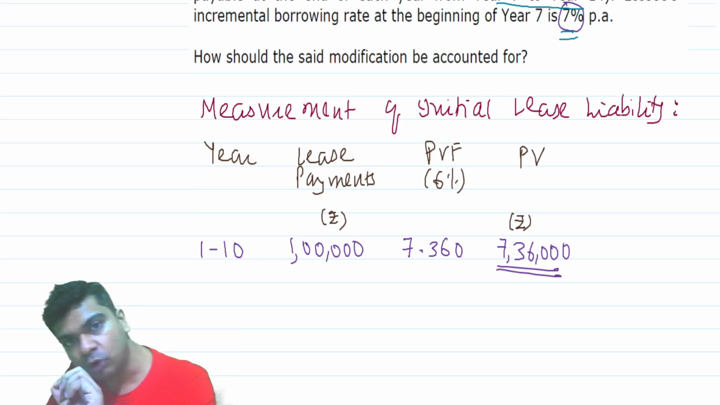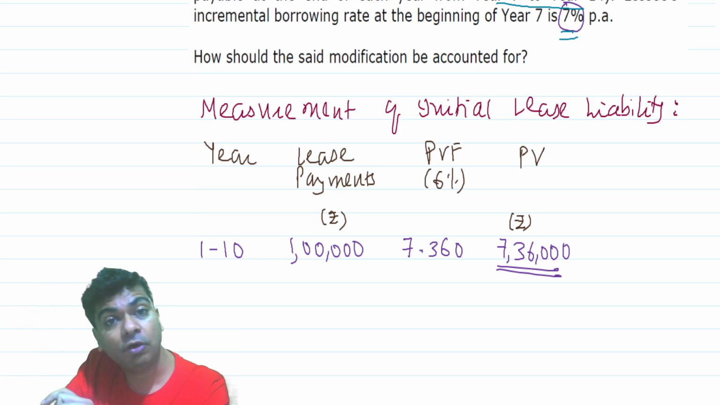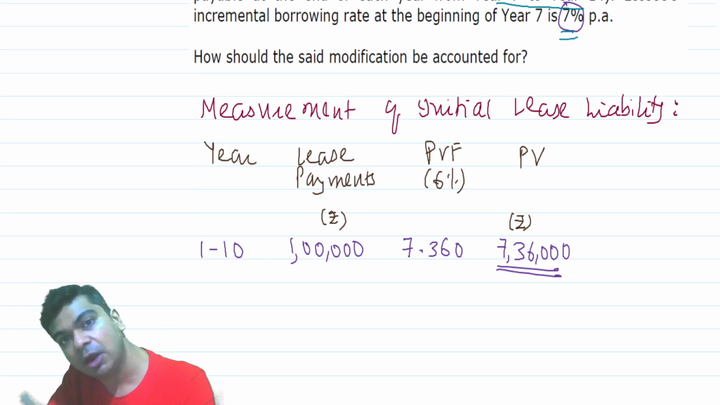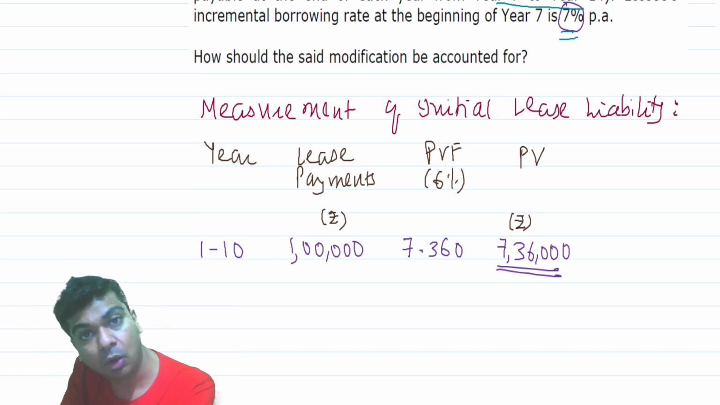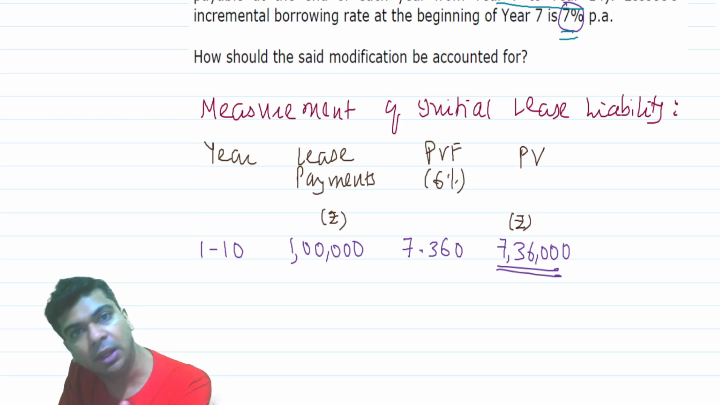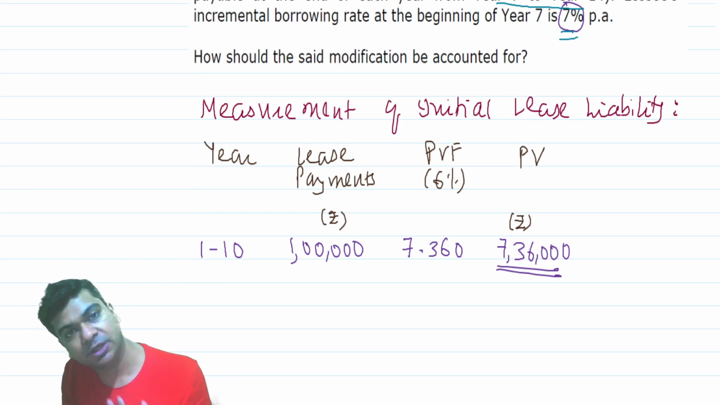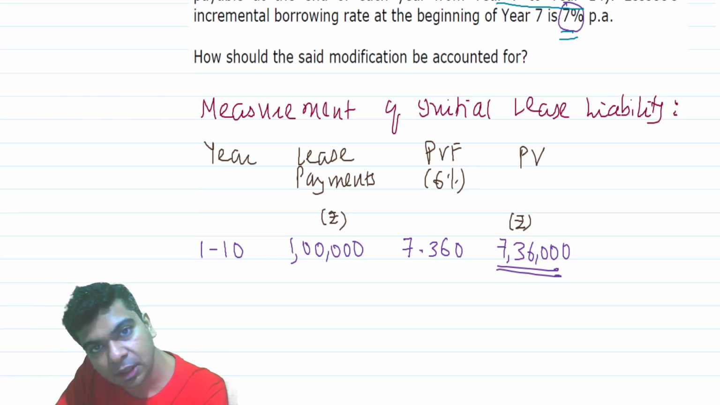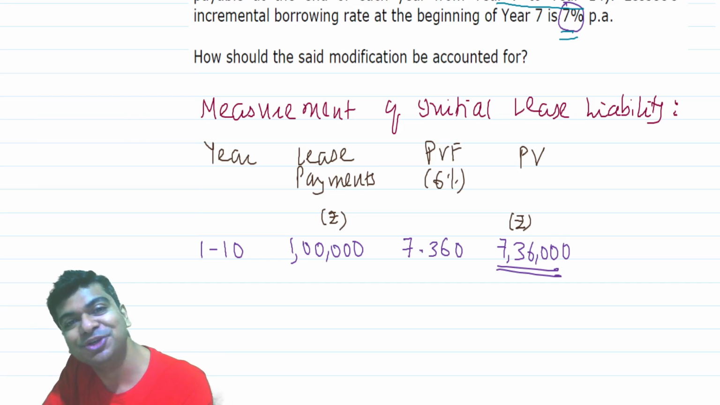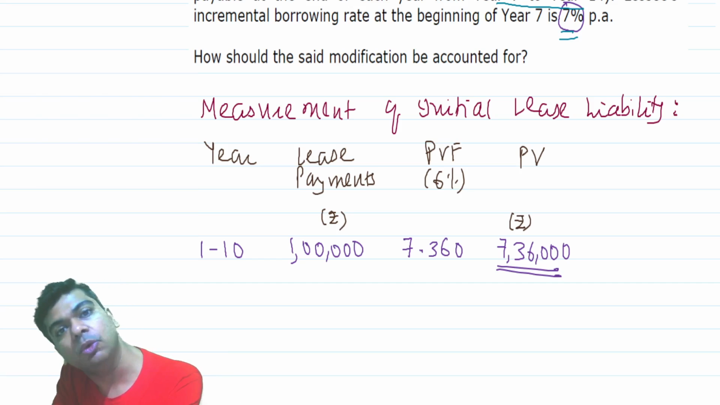Again, I repeat, if you have missed out, on the date of modification, you should find out what is the carrying amount of the original lease liability on the date of modification. Similarly, on the date of modification, find out what is the lease liability as per the revised terms. I will compare the lease liability as per original terms with as per the revised terms, and the difference between the two is the adjustment to be made. Getting it?